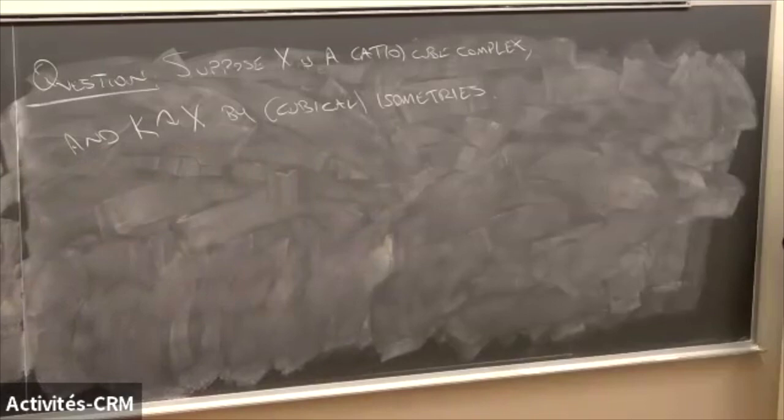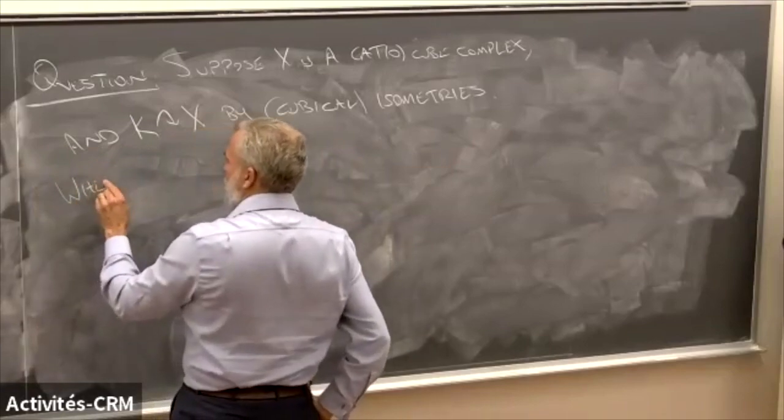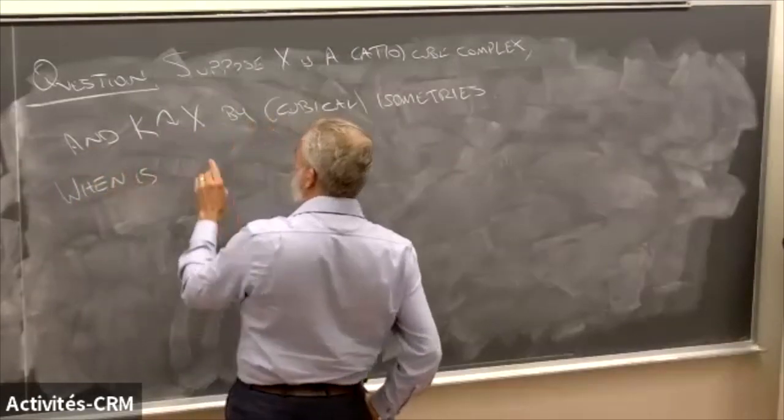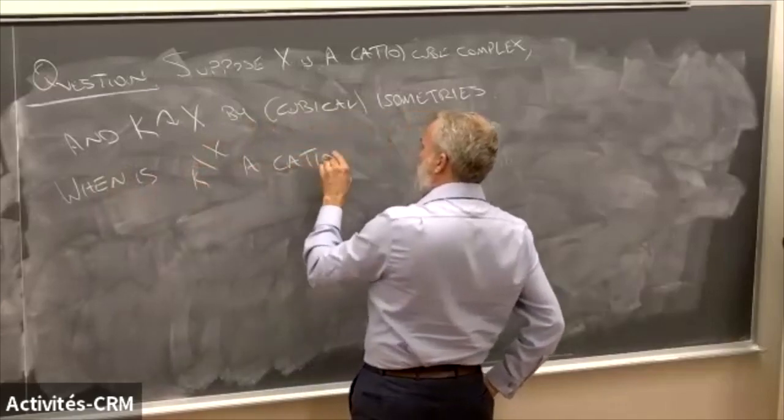So if you took the plane and tiled it by squares, that would be a cube complex. There are plenty of isometries of the plane that don't take cubes to cubes. I'm not interested in those. I'm only interested in the isometries that also take cubes to cubes. Okay, so that's the setup. The question is, when is the quotient space X mod K also a cat-0 cube complex?